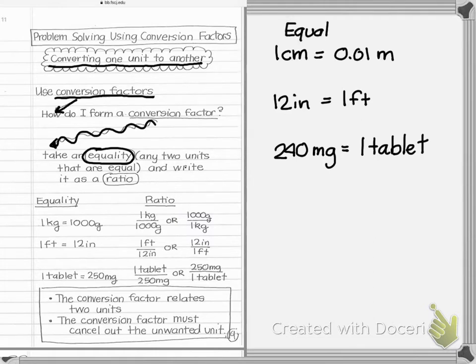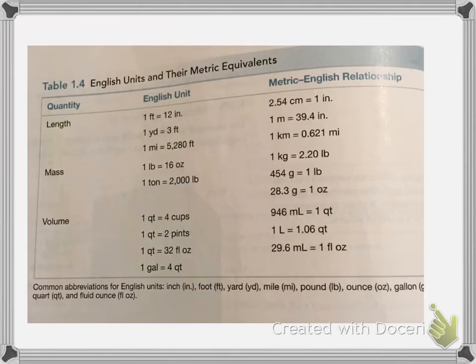Now, there'll be different places we can get our equalities, and it's from equalities that we're going to get our conversion factors. Some of them, like the metric ones, I've given you a list of 5 that you need to memorize, so you would have to know that. Other ones, like the English to English or English to metric, you'll be able to find on a table. On slide 2, here's a table from your textbook, and you see that it has some equalities on it. They call them equivalents.